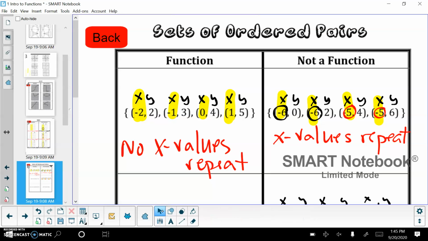So in order to have a function in your tables or in your ordered pairs, none of the X values can repeat. If even one of them repeats, then that set of data is not a function.